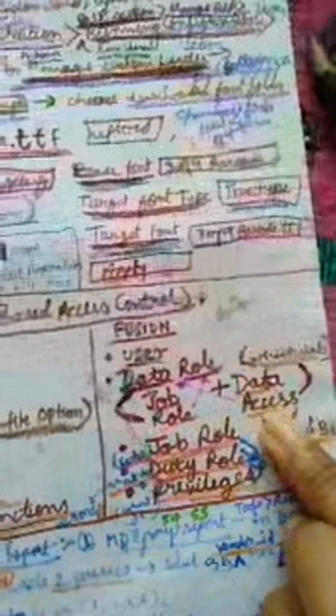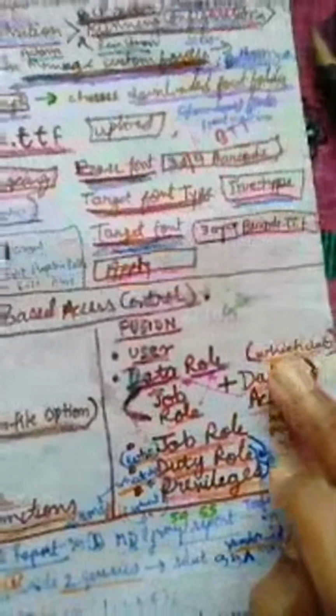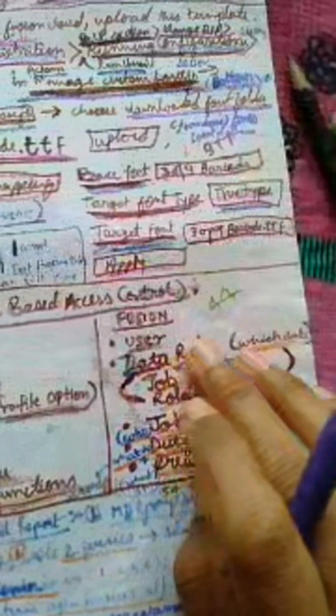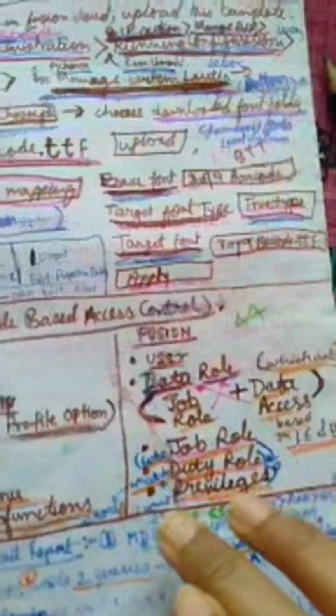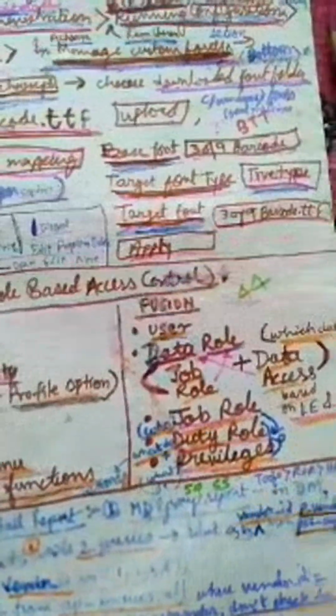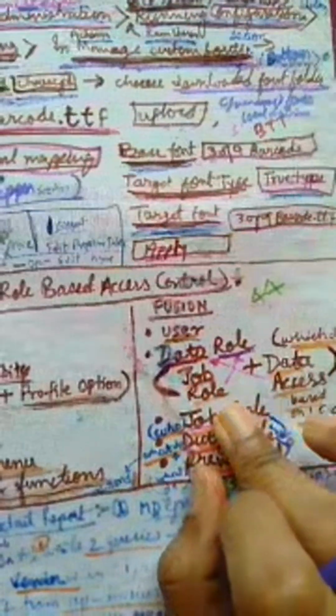So it's basically made up of two things, job role and data access. So this is nothing but a data role, made up of job role and data access. Data access is nothing but which data I can access, and that is dependent on the legal entity and business unit. Whereas role is job role. Job role is who can do the particular job.